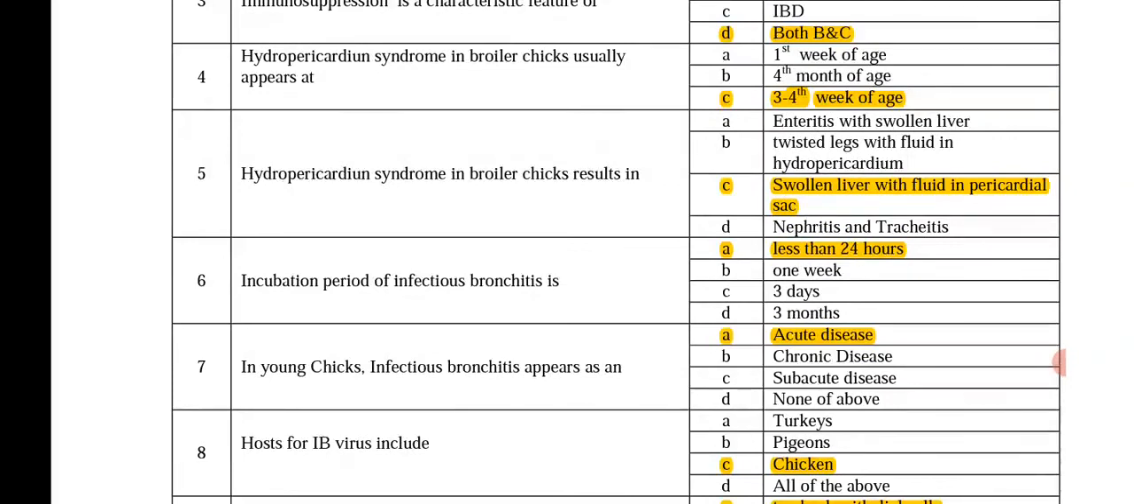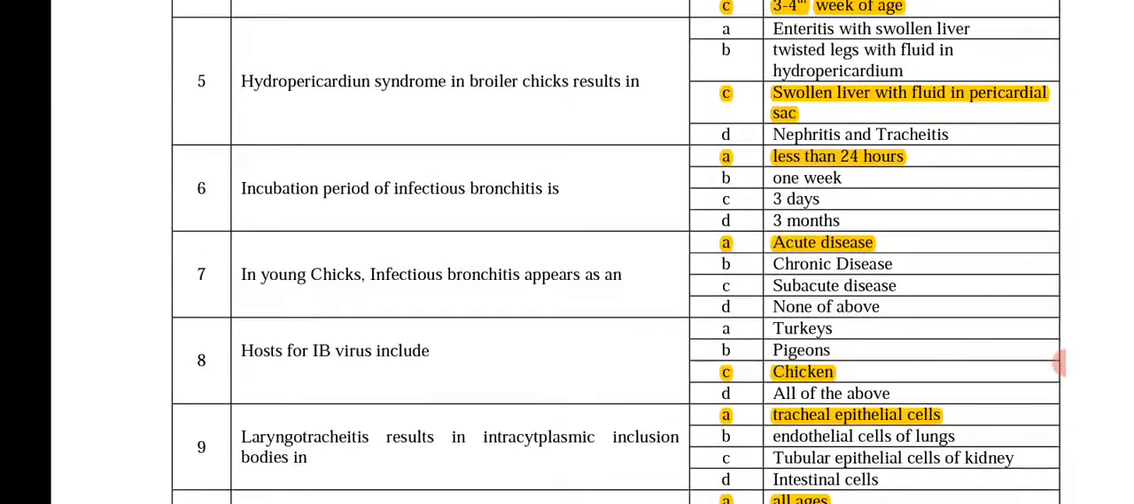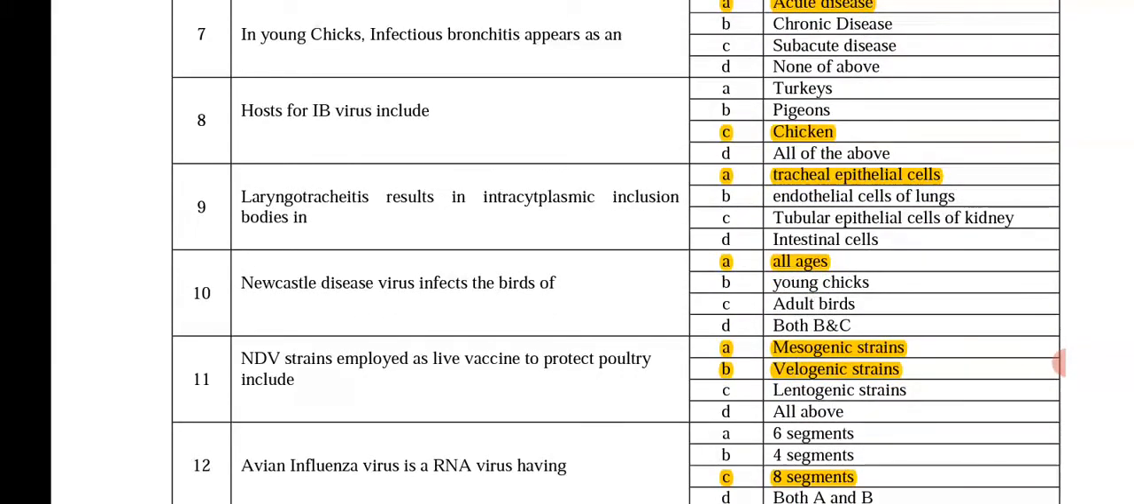Hydropericardium syndrome in broiler chicken results in swollen liver, with fluid in pericardial sac. Incubation period of infectious bronchitis is less than 24 hours. In young chicks, infectious bronchitis appears as an acute disease. Hosts for infectious bronchitis virus include chicken.